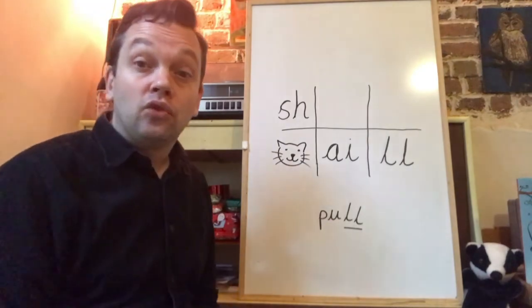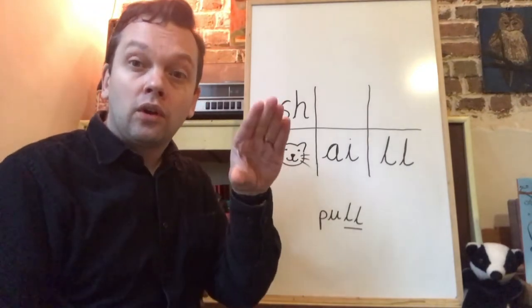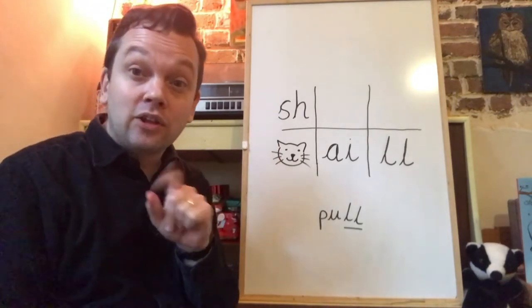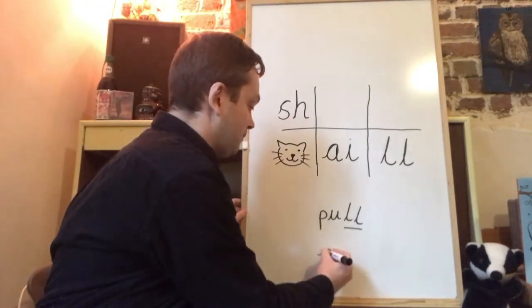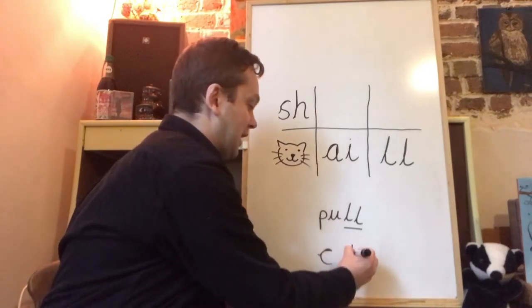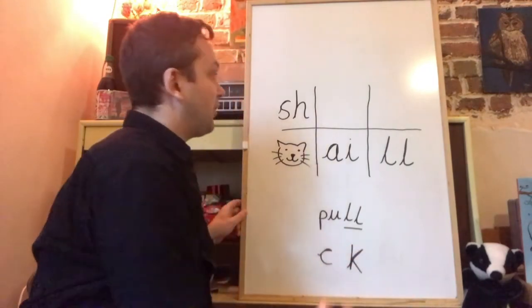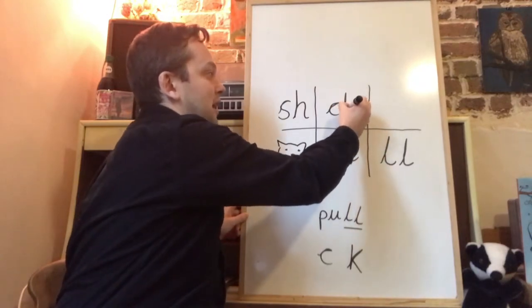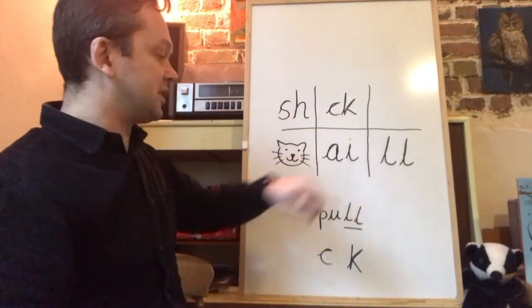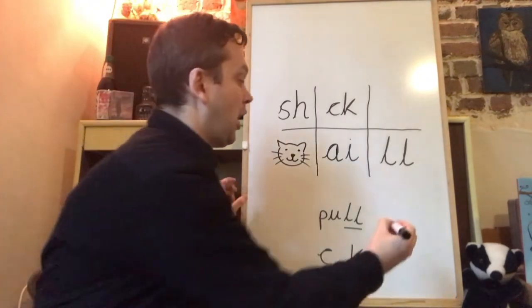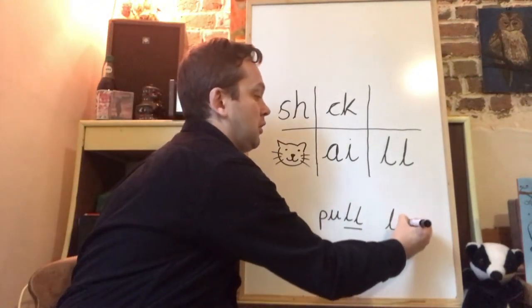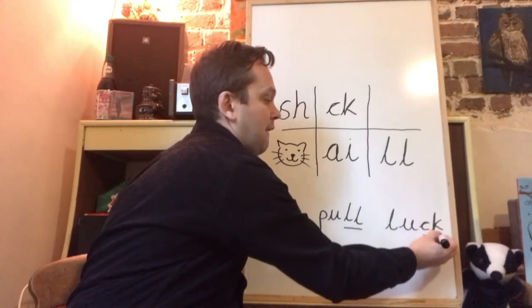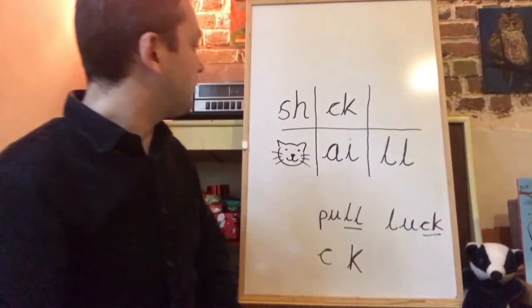Next, I would like you to write k. But I would like you not to write it with the letter C or the letter K, but with the letters C and K together. Both of them together, like in the word luck. Luck. K. There we go.